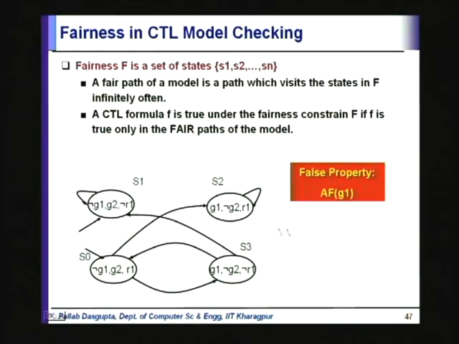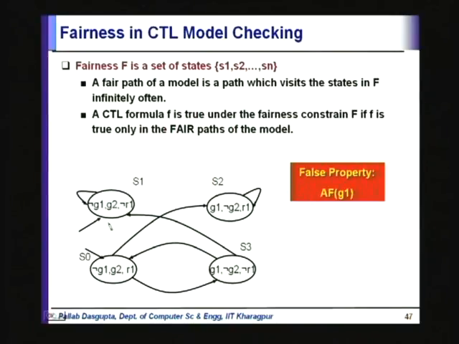Now look at this thing. If you look at AFG1, along all paths in future G1 must hold. If you look at this particular, this is a starting state, right. Does this hold? No, because there is a path in which it can always continue going on in this, right. Now in that case this is not going to hold, right.